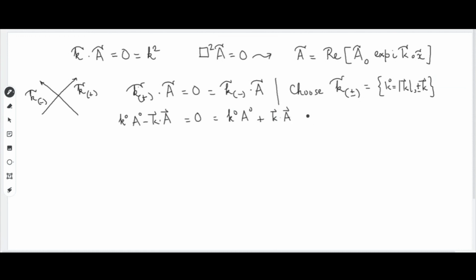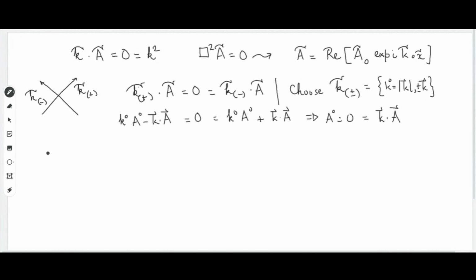And as a result of this, we get the two equations. So K0 A0 being 0 means that A0 must be 0 because K0 cannot be 0. K0 can't be 0 because K0 is the time component of a light-like vector. So A0 is 0 and also K dot A is 0. So obviously K can't be parallel to A. And this is obvious from here. That's one way of proving it.